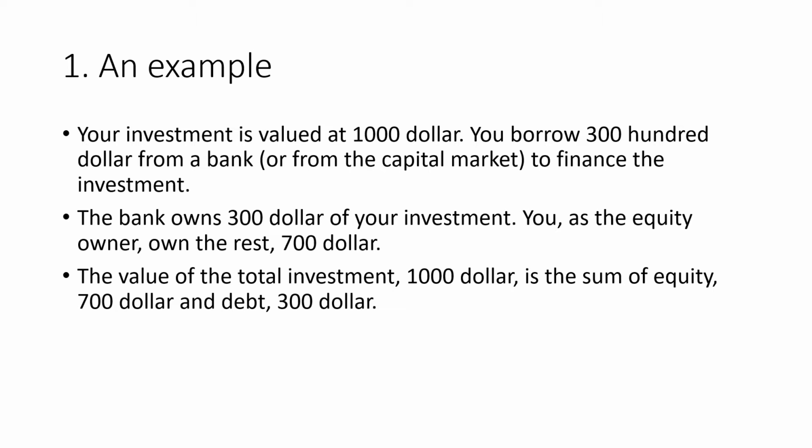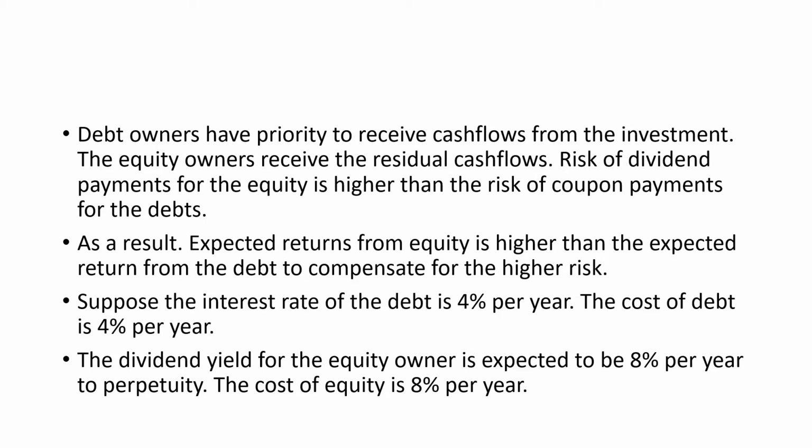The value of the total investment, $1,000, is the sum of equity, $700, and debt, $300. Debt owners have priority to receive cash flows from the investment. The equity owners receive the residual cash flows. Risk of dividend payments for the equity is higher than the risk of coupon payments for the debt. As a result, expected returns from equity is higher than the expected returns for debt to compensate for the higher risk.